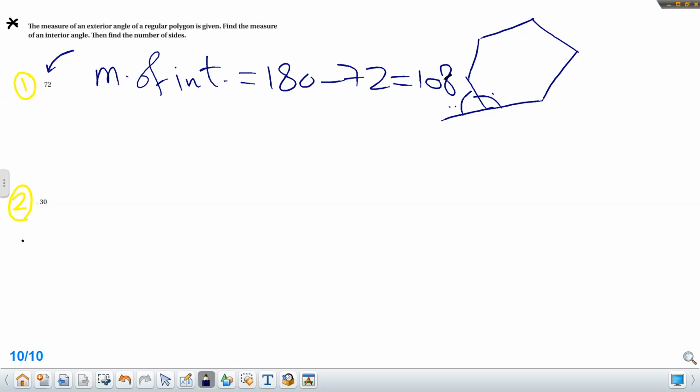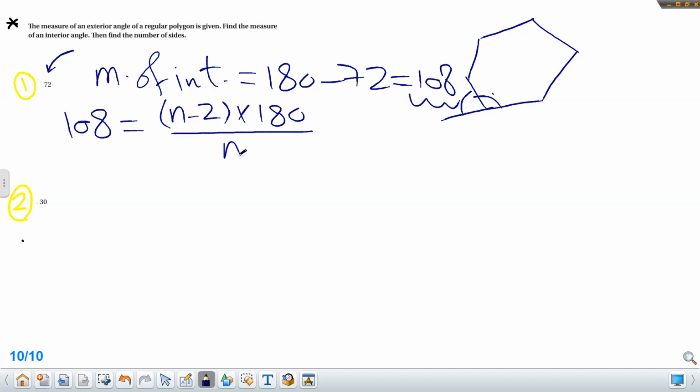Number of sides equals number of angles. If the measure of one angle is 108, that means what? That means 108, the measure of one angle, equals n minus 2 all times 180 over n. Then you can complete it by cross multiplication and solve it as an equation.